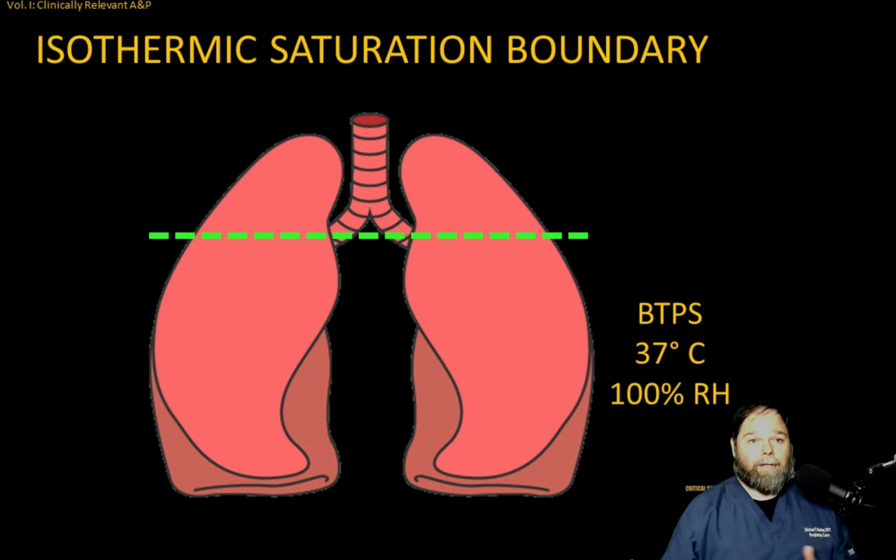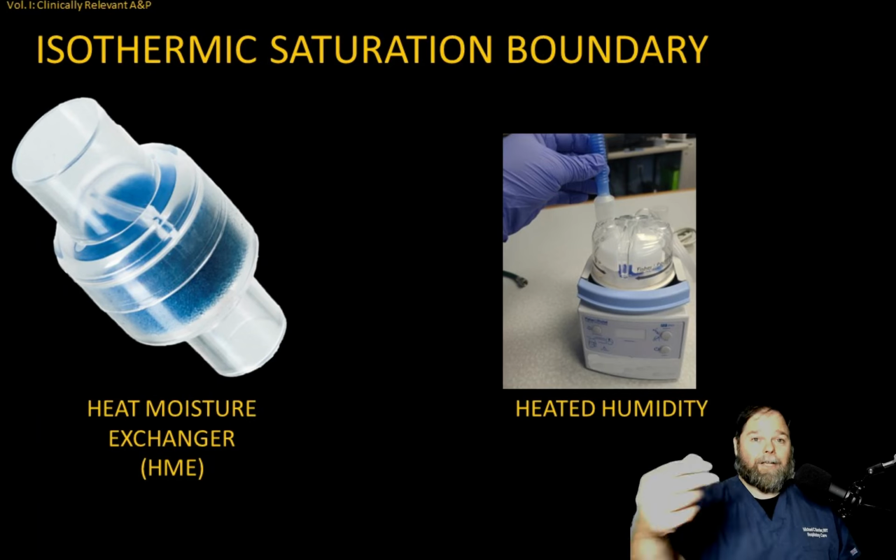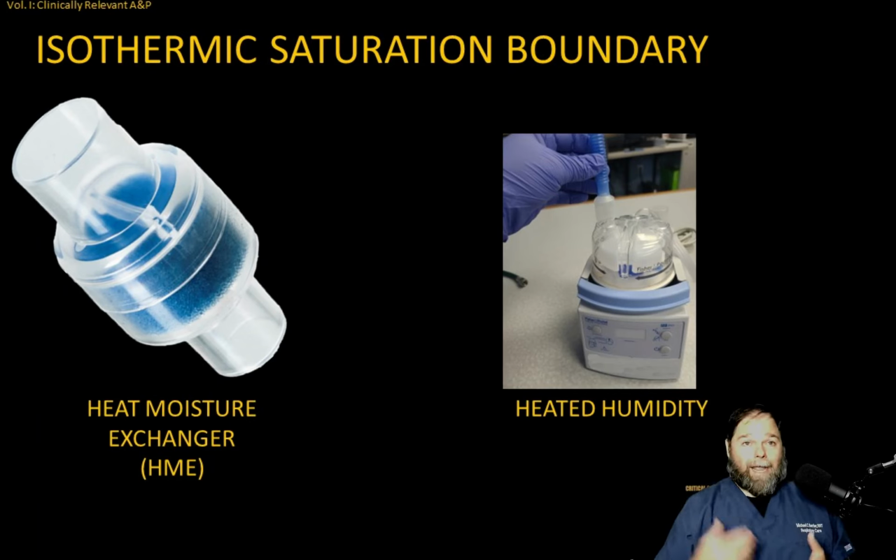But what you can have is a little gadget called a heat moisture exchanger. And that's what you see here on the left side. It's a simple little filter-like device. Some of them have HEPA filters built into them. And it goes right at the airway. What it does is it captures the moisture and the heat of the exhaled air, and it applies it to the next breath in, elevating that heat and relative humidity for the next breath on the way in. It's not as good as the heated humidity like you see there on the other side, but it goes a long way to helping to keep that isothermic saturation boundary where it's supposed to be, so the patient has to expend less energy to heat and humidify their gas.